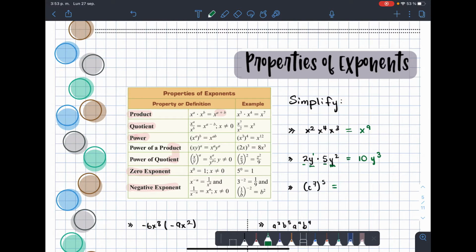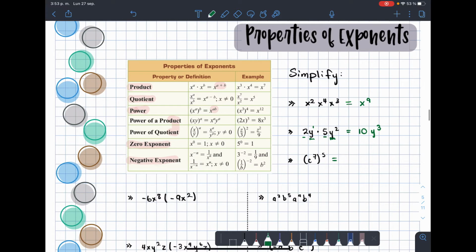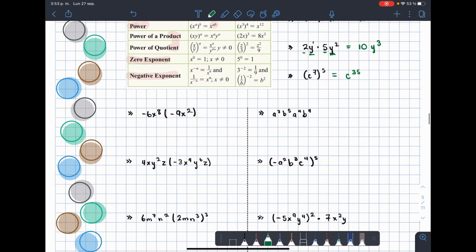In this third example, what we have is a power to a power, an exponent to another exponent. So for that, we apply the power property that says when we have that, we have to multiply the exponents. So in this case, we're going to get c to the power of 35. We continue working with more examples. In this next one, what we have is a multiplication. So I multiply the negative 6 by the negative 9, I get 54, and the x to the 8 times x squared, and that's x to the power of 10.